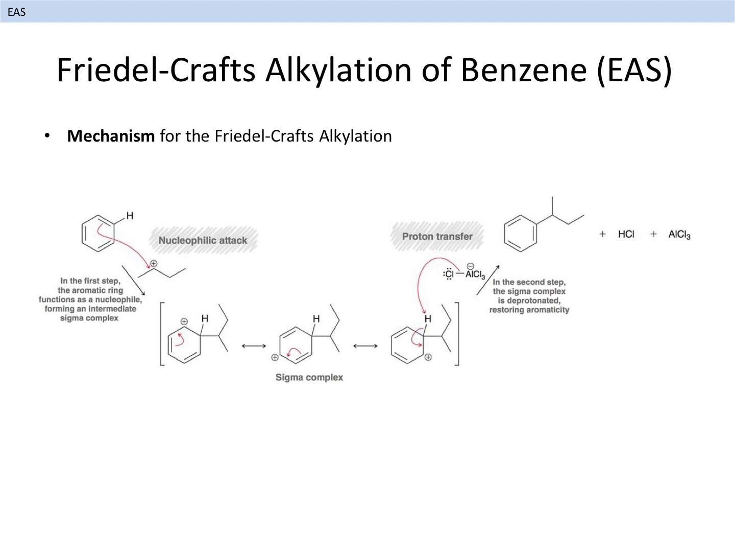The mechanism for the Friedel-Crafts alkylation begins with the nucleophilic attack. In the first step, the electron-rich benzene ring acts as a nucleophile and attacks the electrophilic carbocation generated from the reaction of the alkyl halide with the Lewis acid catalyst. During this step, the aromaticity of the benzene ring is temporarily disrupted, as it forms a new bond with the carbocation.